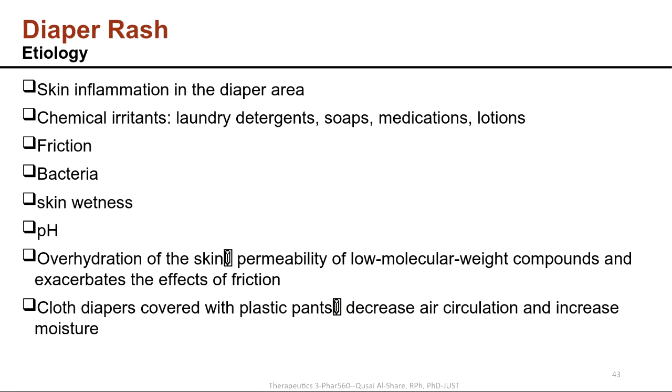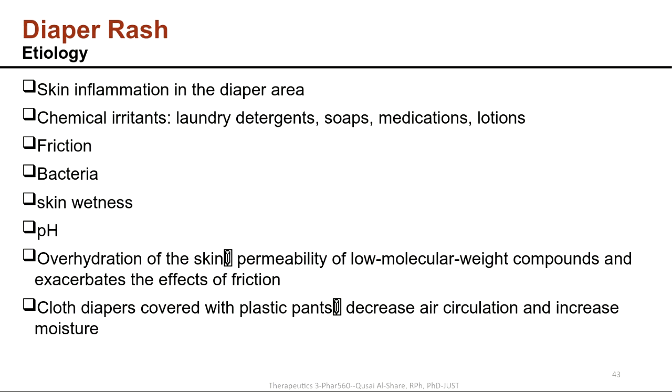Normally we have inflammation in the skin, especially in the diaper area in children, due to chemical irritants, for example laundry detergents, soaps, medications, and lotions used on their skin. They tend to cause irritation and friction in that area, sometimes bacterial infection, and skin wetness. The skin is wet for long periods of time. The pH of the skin or the preparations that we apply to that area also matter.